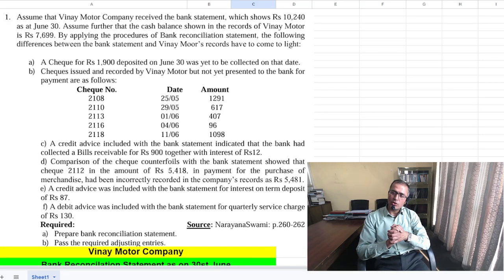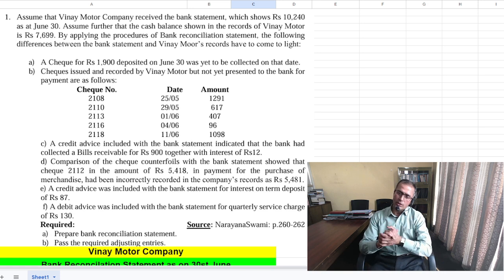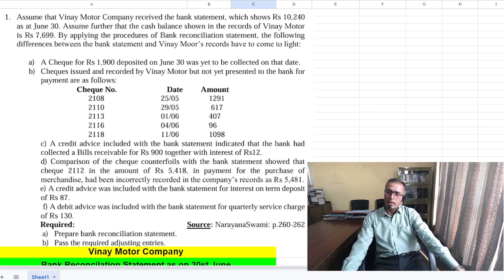Today let's discuss the concept of bank reconciliation statement, and for that I have used the illustrated example of Narayan Swamy, the wonderful author of Financial Accounting: A Managerial Perspective, which you will find on pages 260 to 262. It has already been illustrated, but I will try to simplify it with working notes, and at the same time I will discuss how we could prepare the adjusting entry as well, friends.